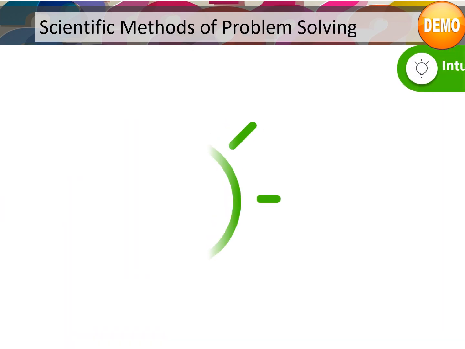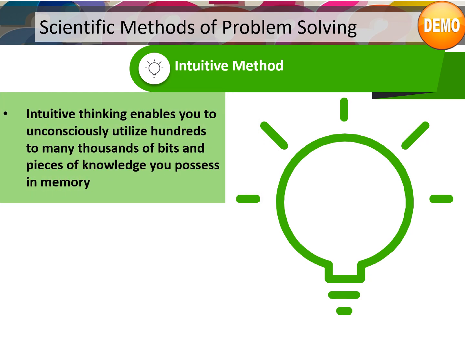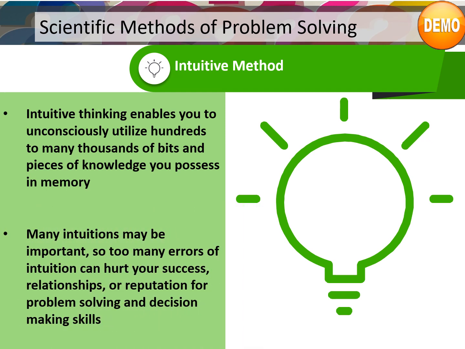There are disagreements as to what the intuitive method really is. Intuitions are spiritual, psychic, psychological, scientific process, but mostly it is a normal brain process. Intuitive thinking enables you to unconsciously utilize hundreds to many thousands of bits and pieces of knowledge you possess in memory. Many intuitions may be important, but too many errors of intuition can hurt your success, relationships, or reputation for problem-solving and decision-making skills.